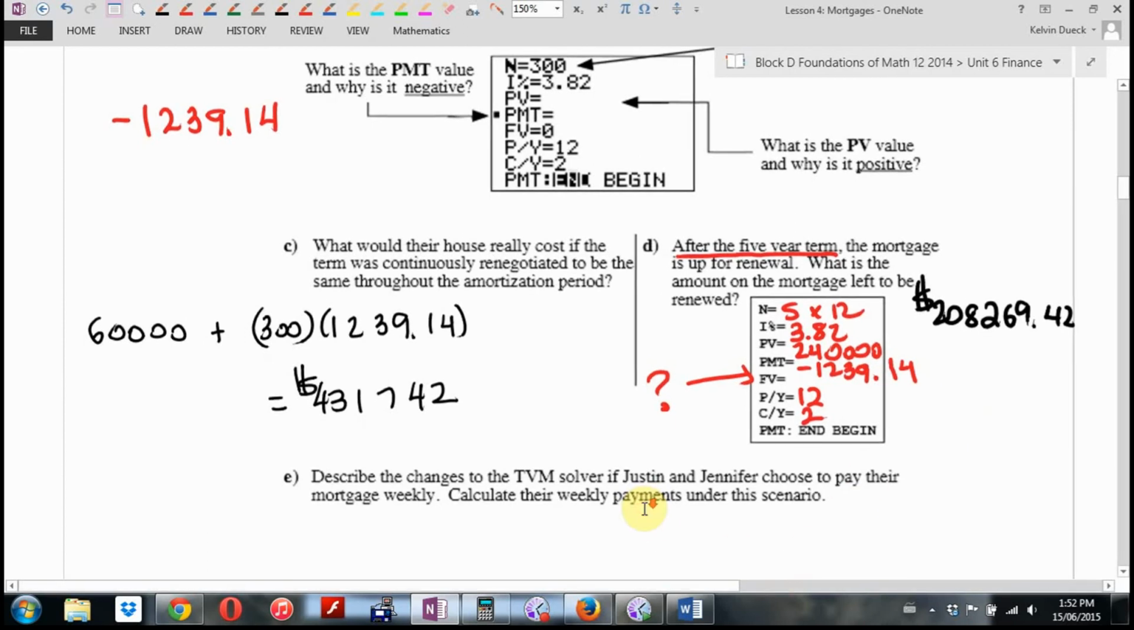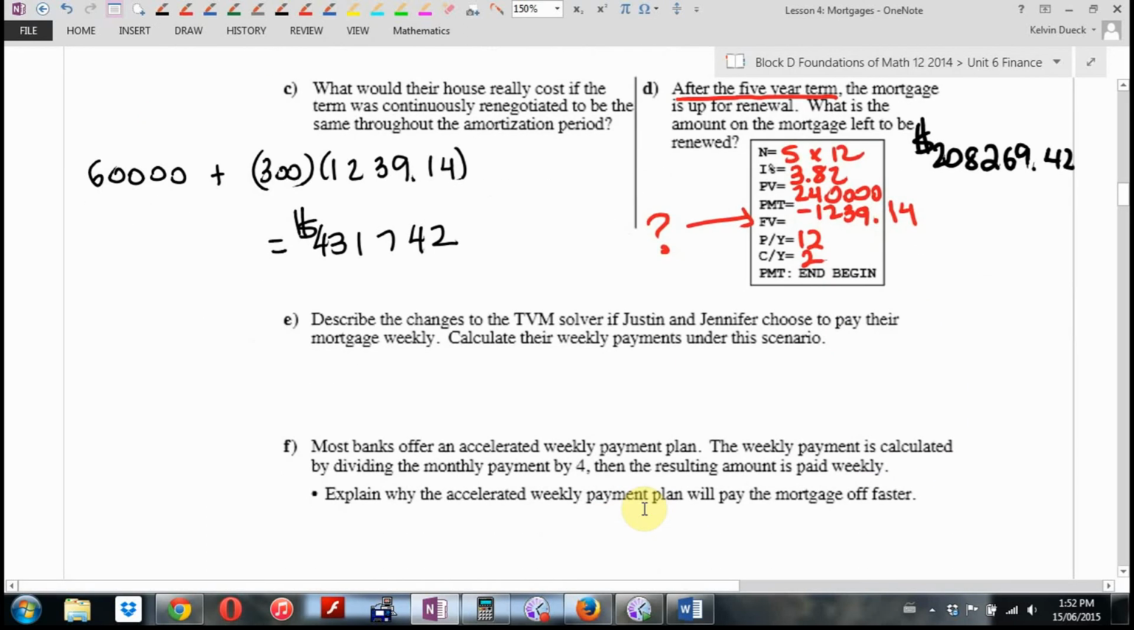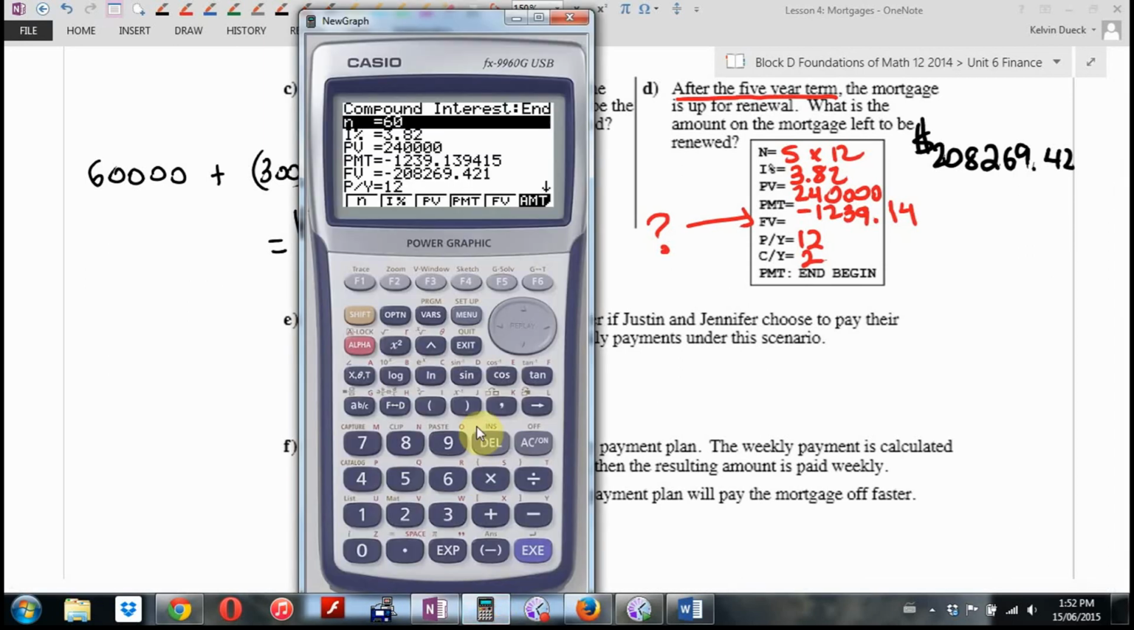So E says, describe the changes if Jennifer and Justin choose to pay their mortgage weekly. And what would the weekly payments be? And then you can actually figure out how much more they would save doing it. They would save a lot of money doing it, it turns out. So let's go to our solver.